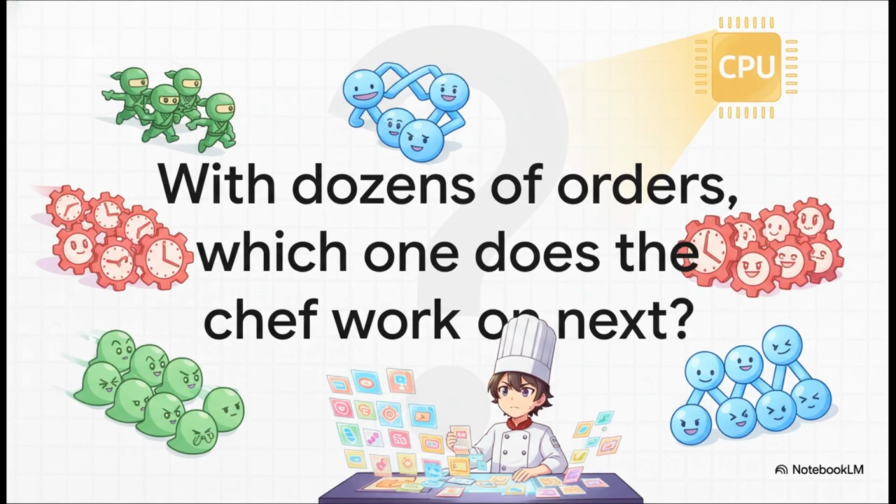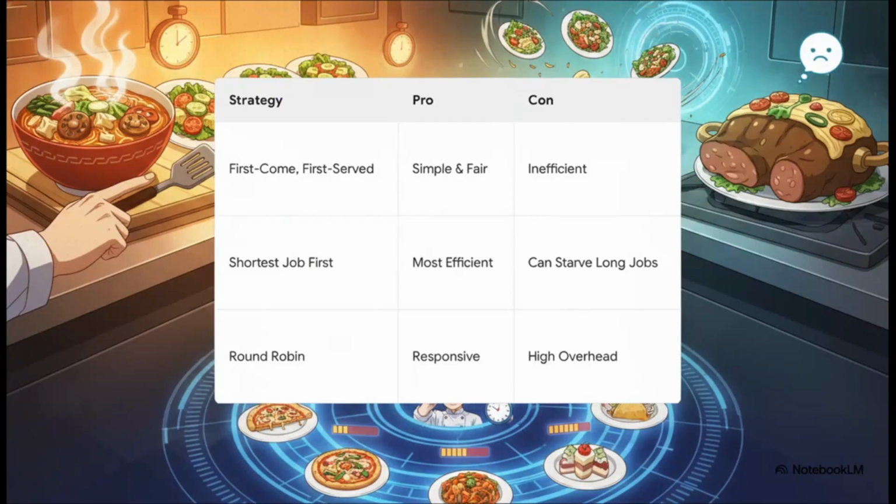Is it the one that's been waiting the longest? The one that's fastest to finish? Or do you try to be fair to everybody? And there are a few ways to handle this. Let's look at 3 common strategies. You've got first come, first served. Simple enough, right? The first order in is the first one made. But what if a huge, complex dish comes in first? It could hold up a dozen quick and easy salads.